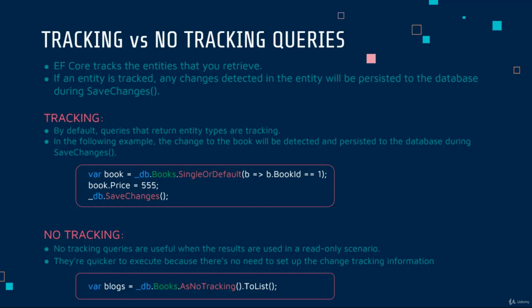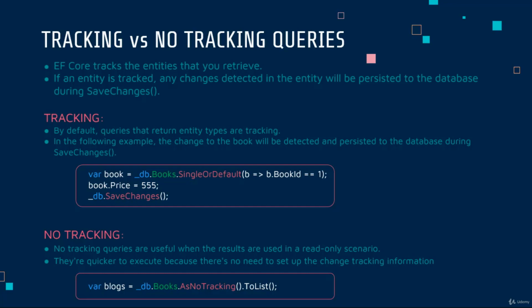In the example here, you can see the change to the book will be detected and persisted to the database when we save the changes. We already saw this in action in the last video. But the question is, what if you do not want this tracking feature? The answer is very simple.